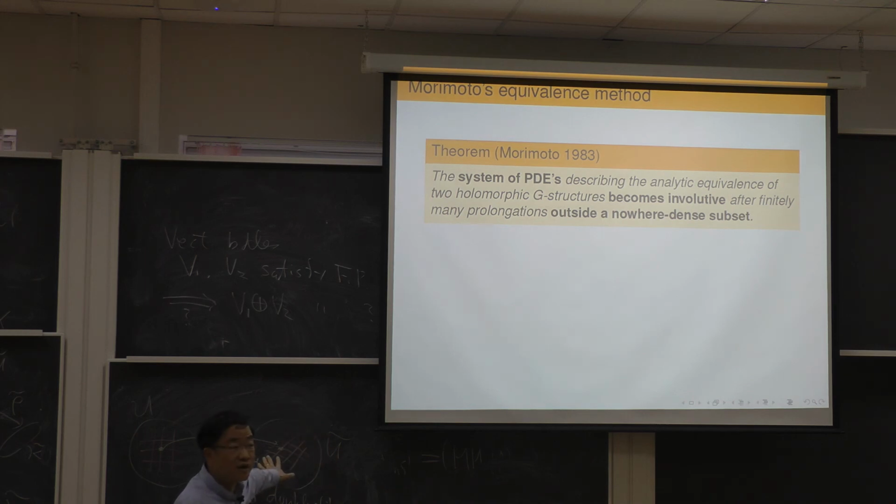Prolongation is required. Just the equation describing the equivalence is not enough. You have to take all the derivatives of this equation and add more and more. That's why we need to exclude some nowhere dense subset. So at some points, after taking a derivative, you exclude one. And then to add more derivatives, you have to exclude some more, and so on.